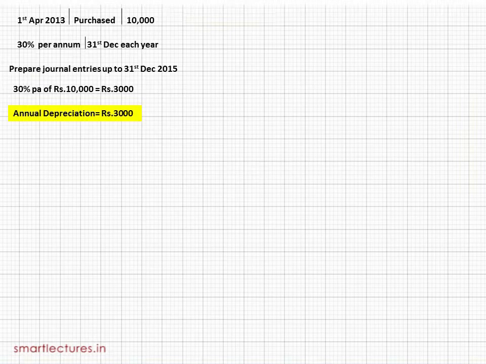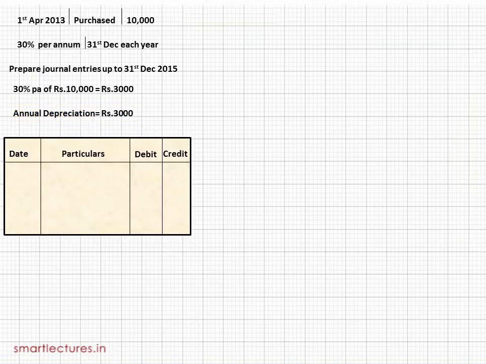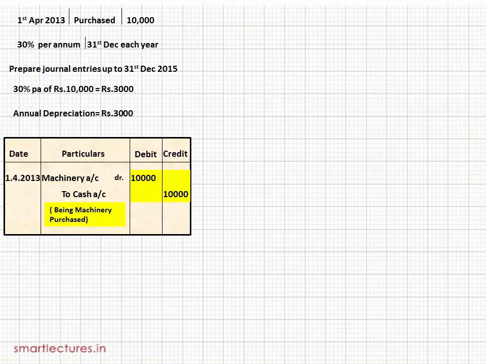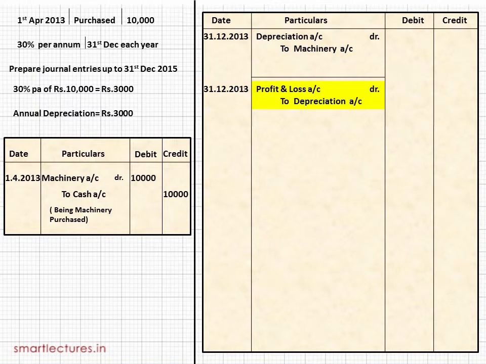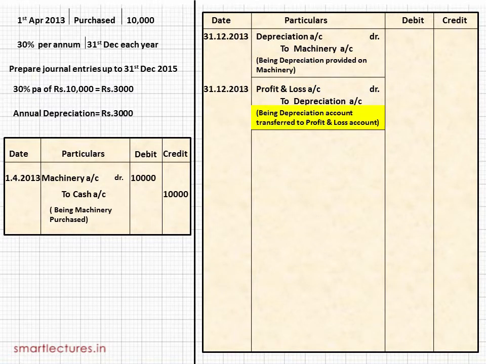So what will be the journal entry? On 1st April 2013, we have bought the machinery and the journal entry will be machinery account debit to cash account rupees 10,000. On 31st December 2013, we have to pass two journal entries: depreciation account debit to machinery account and profit and loss account debit to depreciation account. You know, two journal entries are passed on the day of closing. Number 1, depreciation is provided. Number 2, depreciation account is transferred to profit and loss account.